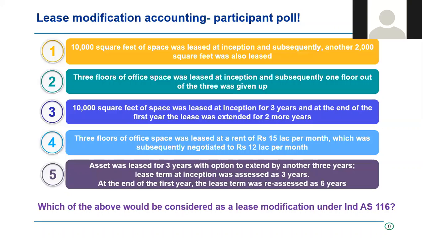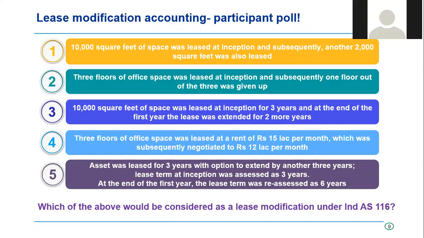Let me read it out for the benefit of those who are using a mobile phone to access this webinar. The first option is 10,000 square feet of space was leased at inception. Subsequently, another 2,000 square feet was also leased. The other situation is 3 floors of office space was leased at inception, and subsequently 1 floor out of the 3 was given up. The third situation is 10,000 square feet of space was leased at inception for 3 years. At the end of the first year, the lease was extended for 2 more years.